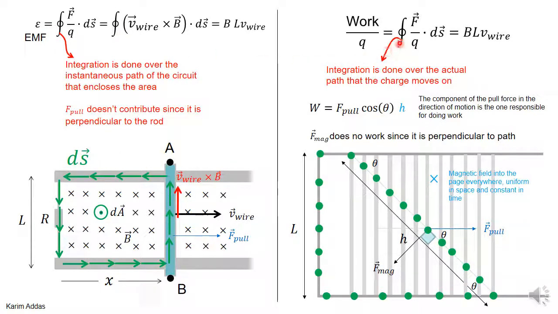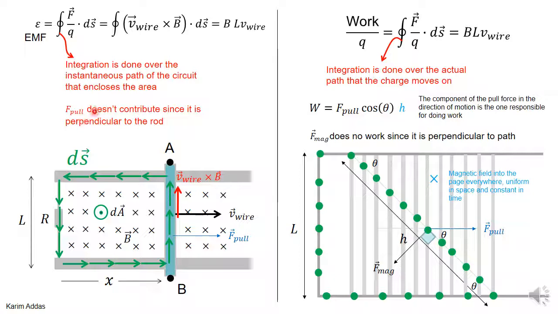But if you're getting the work per unit charge, the actual work, you have to integrate over the actual path that the charge moves on. That's the definition of work. So you have to integrate over this diagonal path, and then this path, and then this. So this is the path that you integrate over when you get the work. So they are completely different paths.